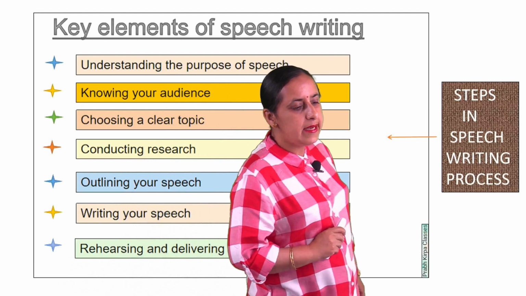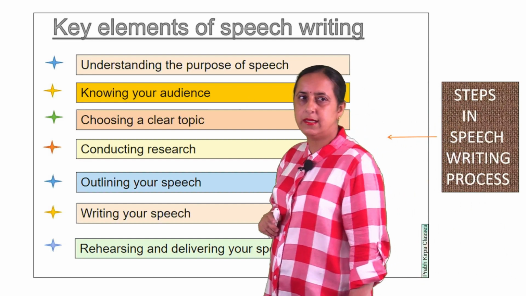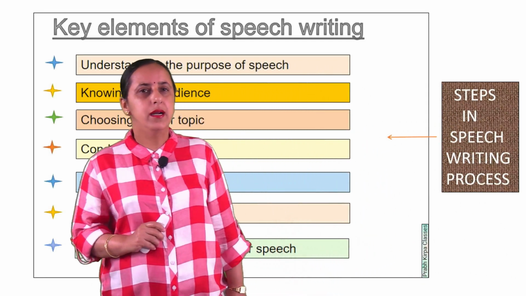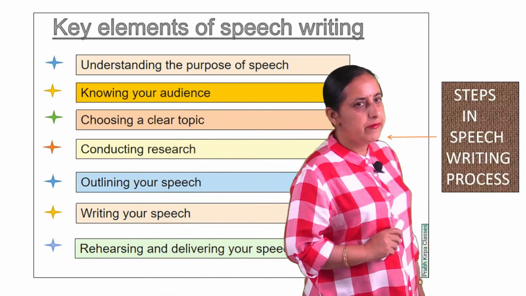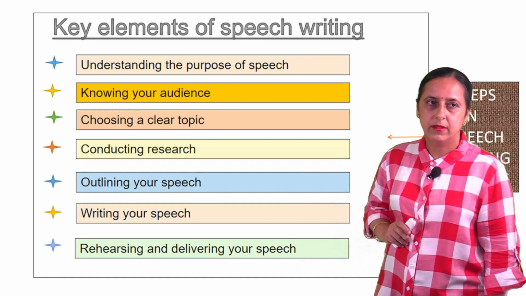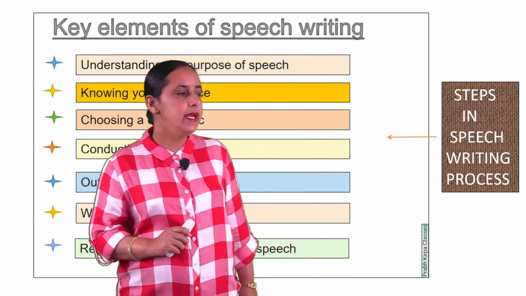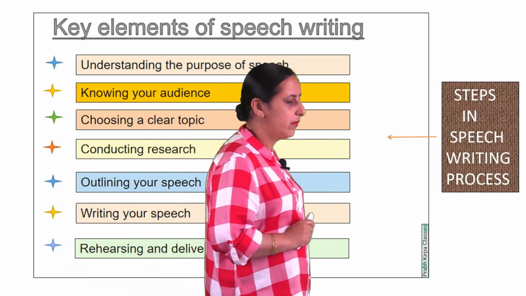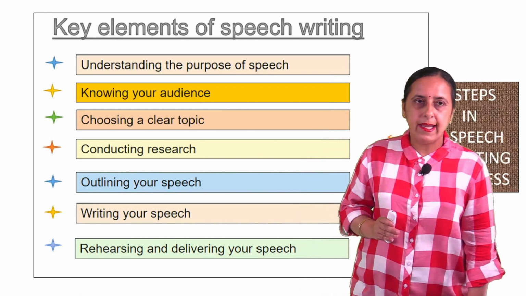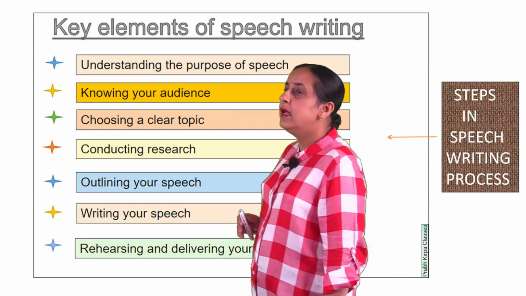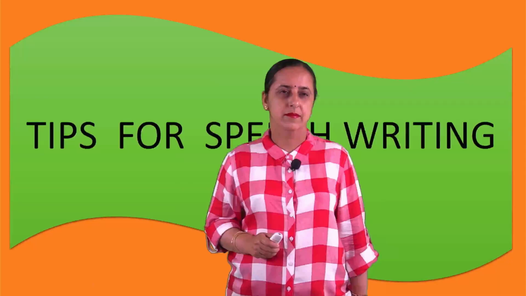Number 1, understanding the purpose of speech. Number 2, knowing your audience. Third, choosing a clear topic. Fourth, conducting research. Fifth, outlining your speech. Sixth, writing your speech. Seventh, rehearsing and delivering your speech. Overall, the speech writing process requires careful planning, research, and practice to create a clear, effective, and engaging message.